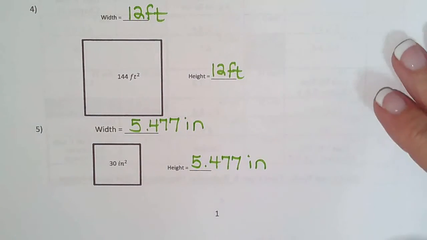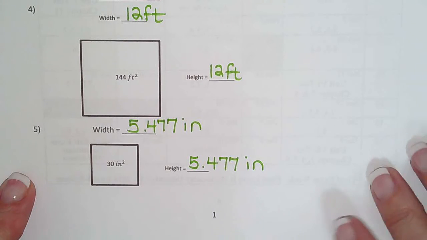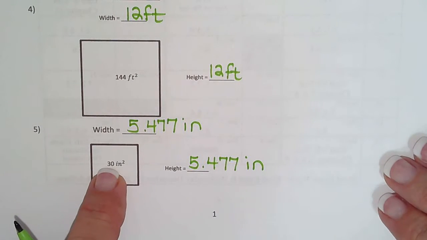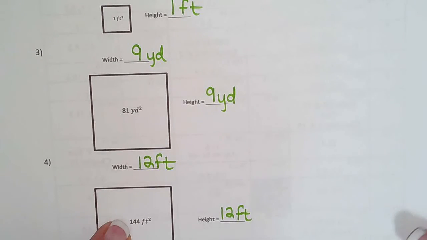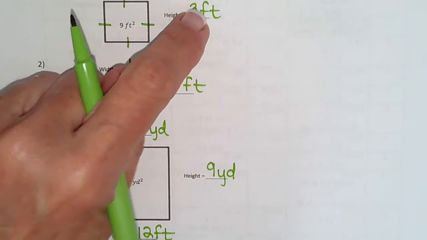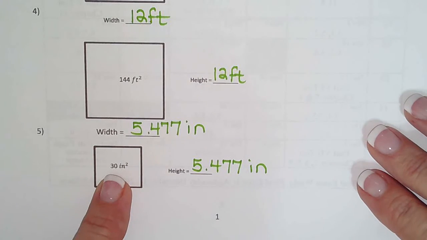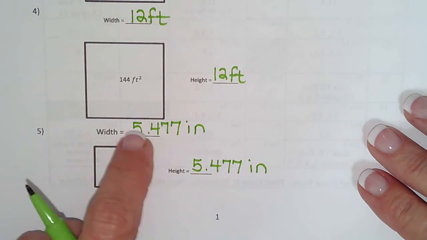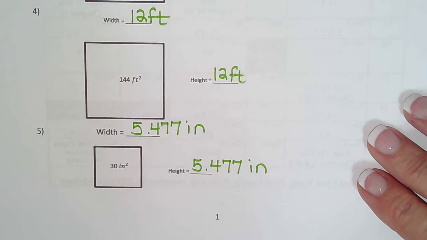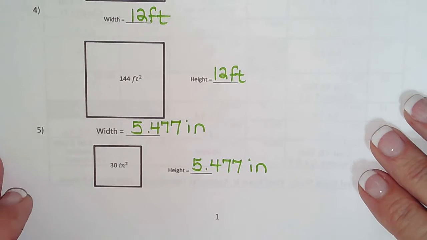So that's how you use the calculator on something that's not a perfect square. All of these were perfect squares though. They all had some whole number times itself that would give them that. 30 doesn't. 5 times 5 is 25. 6 times 6 is 36. So we knew it was in between 5 and 6, but we had to use a calculator. Okay, let's go on to the next page.